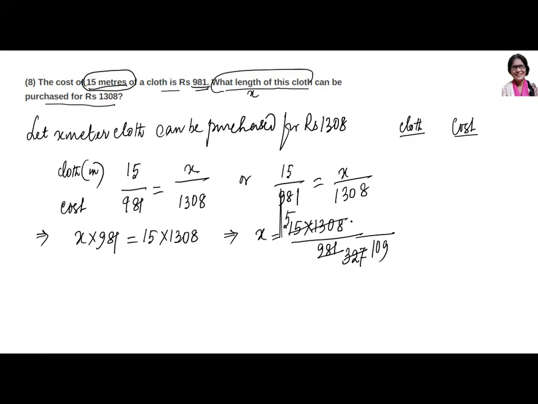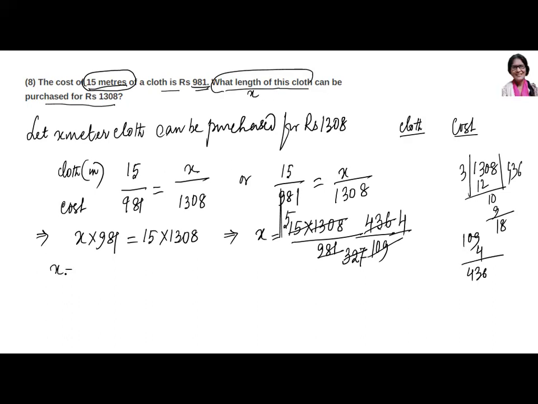If I divide with 3, 3 4s are 12, so 1308, I am dividing with 3. 3 4s are 12, 3 3s are 9, 1 8, 3 6s. So 436. You can cancel again also, but I can see that I can divide it with 4, because 109 multiply 4 gives you 436. So X is equal to 4.